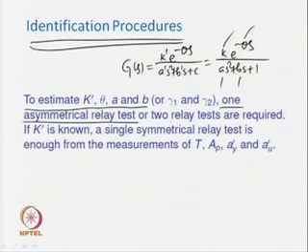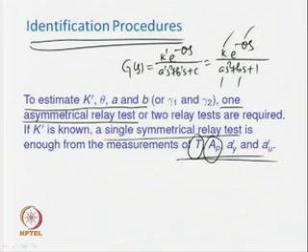Or when a single symmetrical relay test is conducted, in that case you have to make measurements like the half period, the peak amplitude, area of the output signal and area of the input signal over a half period.